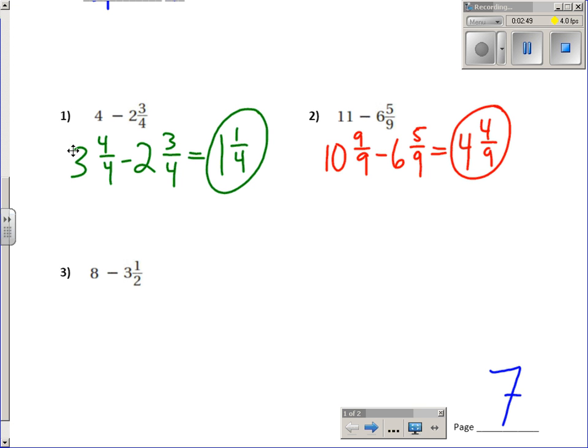All right, so that should be pretty simple for you. To do number 3, you're going to borrow from that 8, turn it into something, take away the 3 halves, and get your answer.